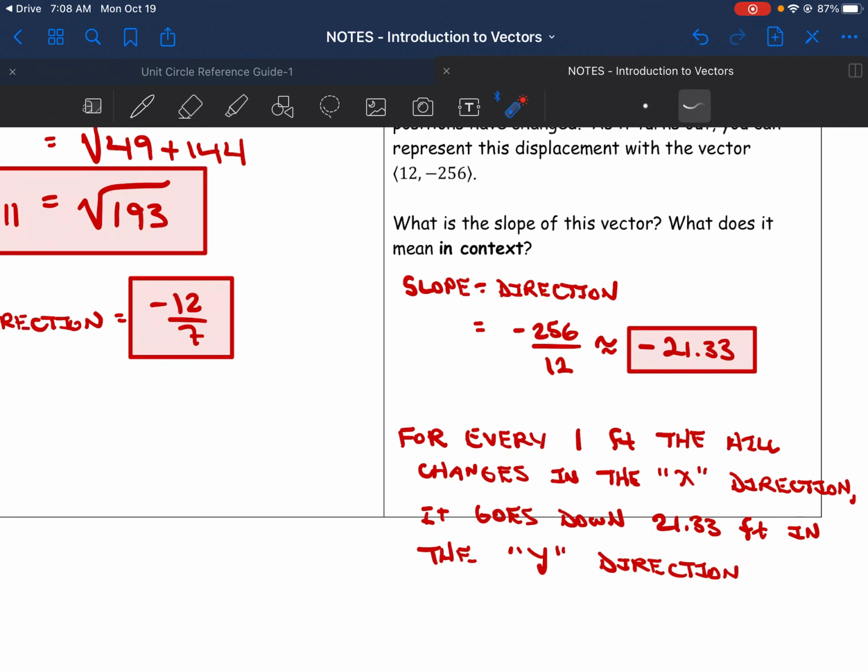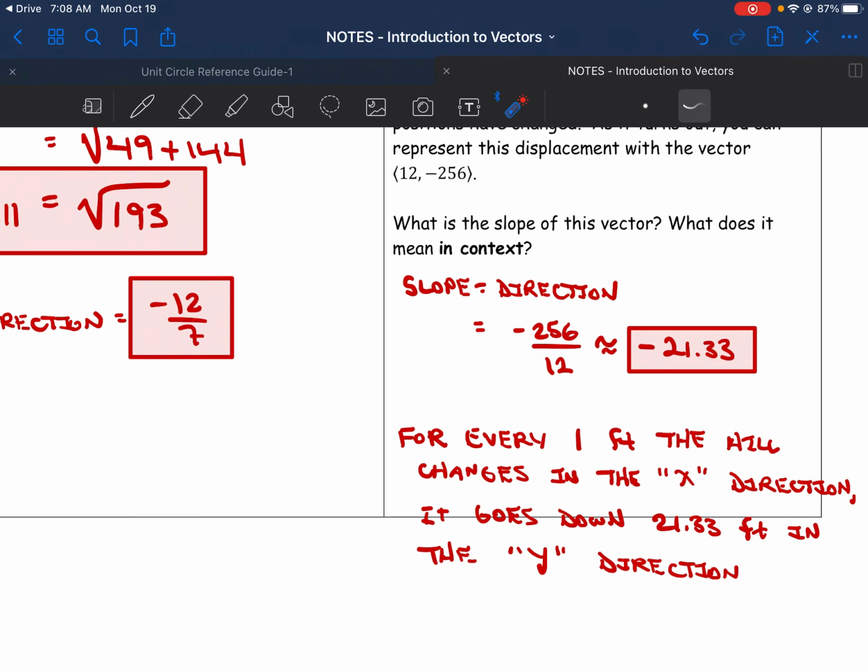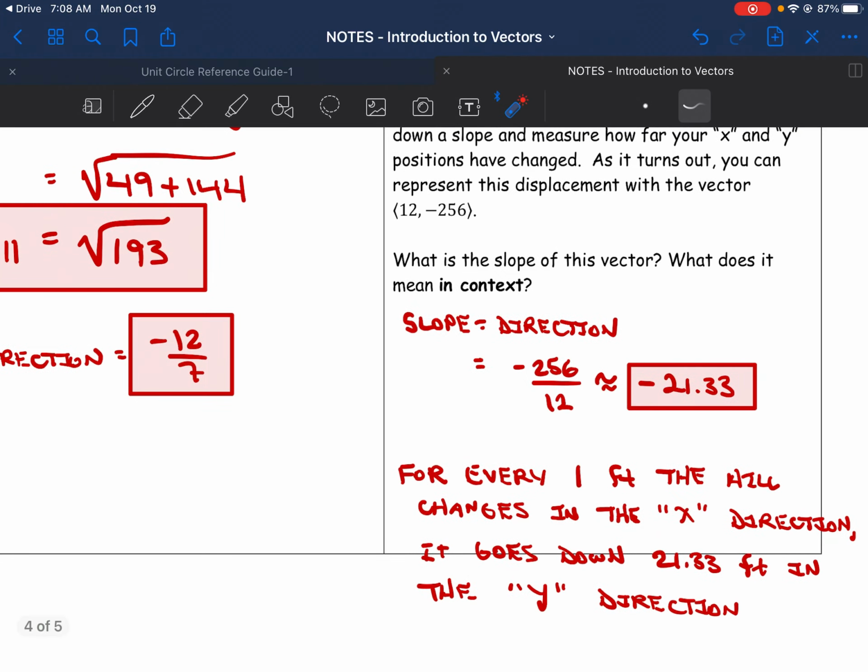Okay, and that's pretty easy to think of. Again, in this example, we can think of the top of this hill as the origin, and we can see that as we are going to the right, for every, we'll call that 1 foot in the x direction, then it's going down 21.33 feet in the y direction. And that's one way that we can kind of quantify that vector there.